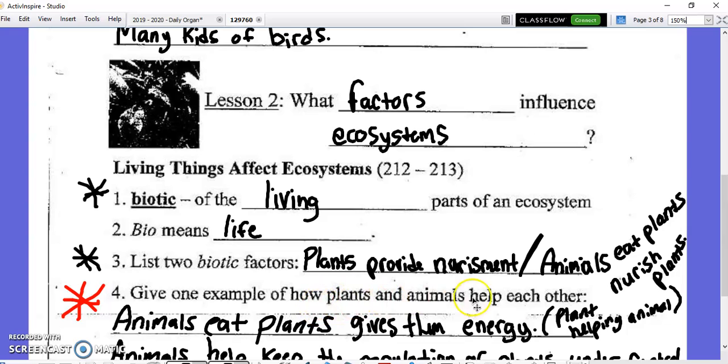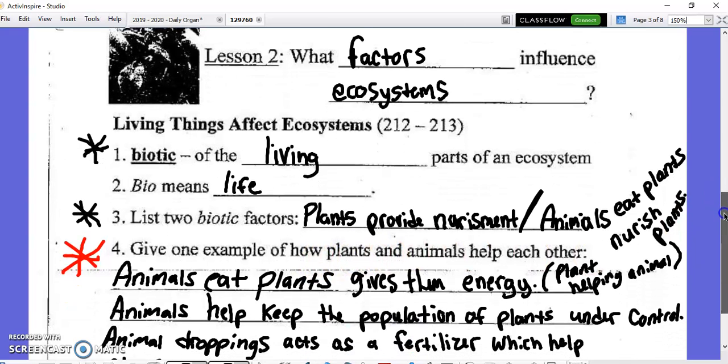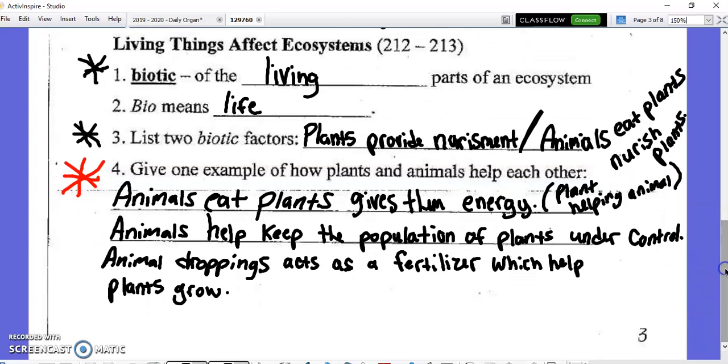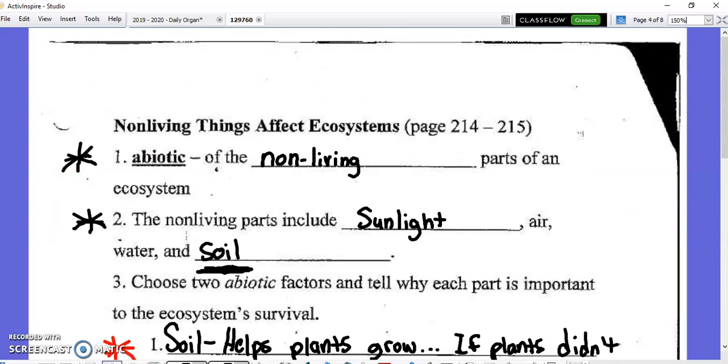An example of how plants and animals help each other: animals eat plants, giving them energy, the plant helping the animal. Animals keep the population of the plants under control when they eat them. Animal droppings also act as a fertilizer which helps plants grow. These are ways that plants and animals help each other in an ecosystem.